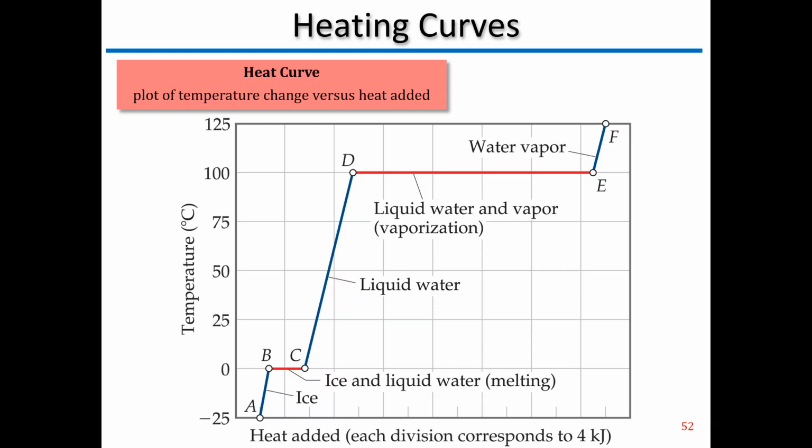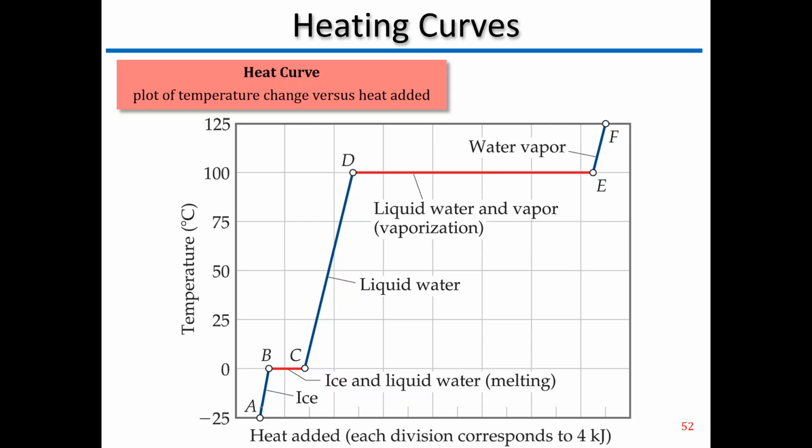So if we take a sample of water and say it's at minus 25 degrees C, we know that at that temperature water would be ice. It would be solid water. And if we start to add heat, our sample starts to go up in temperature, but nothing's happening. Essentially we're just warming it up. So from here to here, we're just warming it.